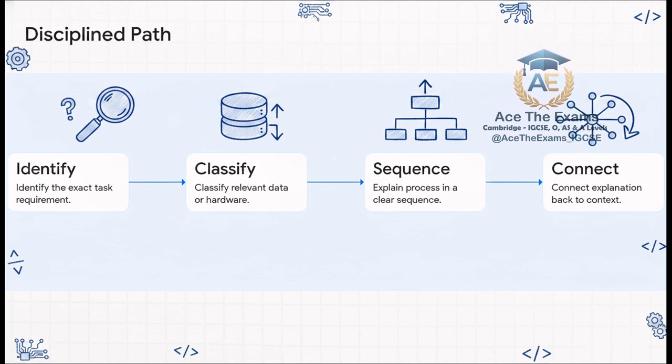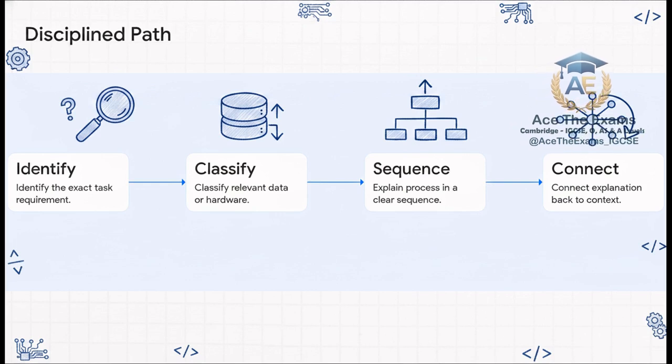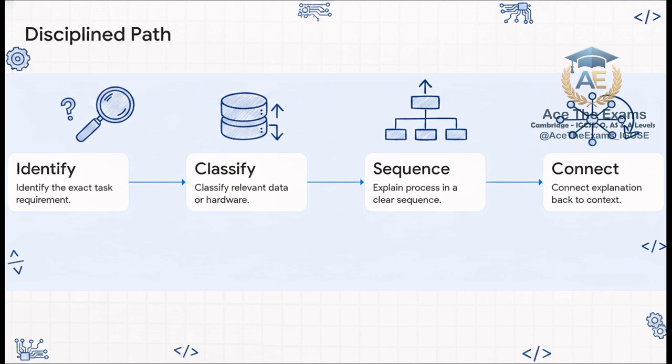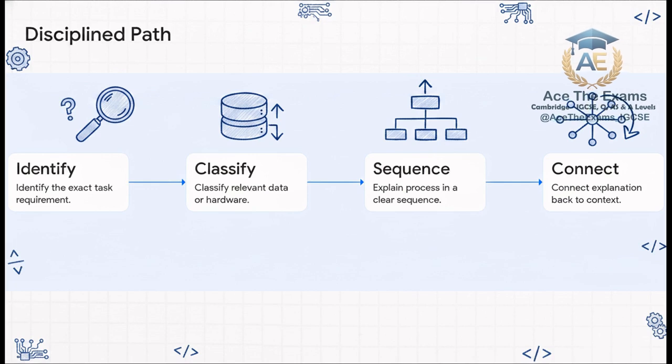Second, classify the relevant data, hardware, or software. Third, explain how the process works in a clear, logical sequence that another learner could actually follow. And fourth, always connect your explanation back to the context. This is the exact discipline sequence examiners are waiting for when they diagnose the demand of a question.